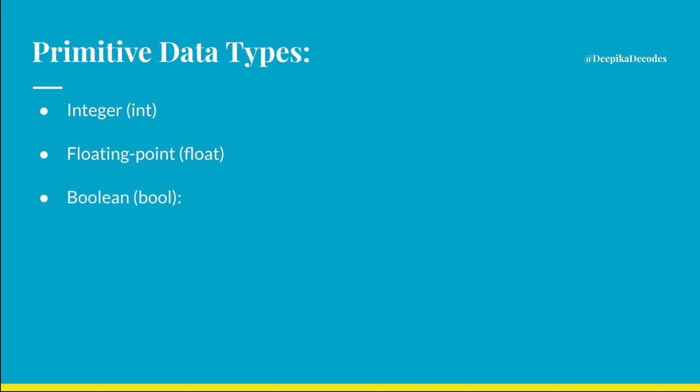Boolean, in short bool. Boolean data type represents logical values indicating true or false. Booleans are commonly used in conditional statements and logical operations. Examples of Boolean values are true and false. Character, in short char. Character data type represents a single character in single quotes.